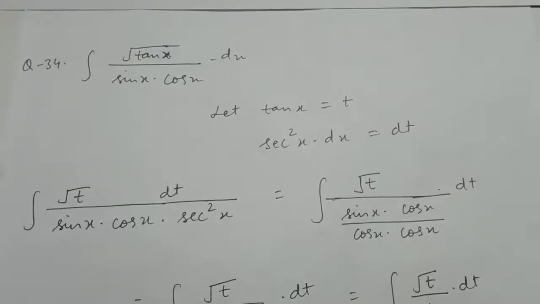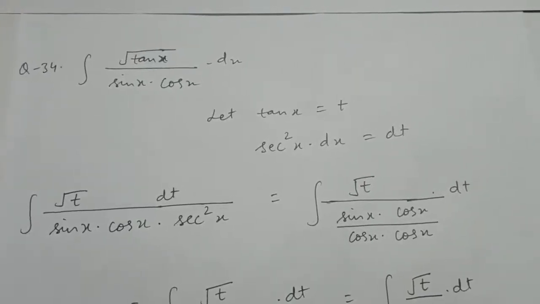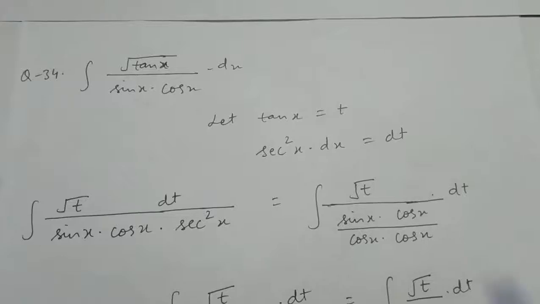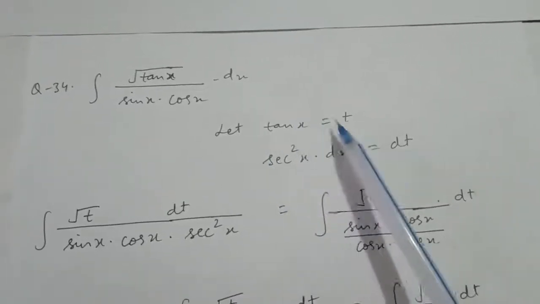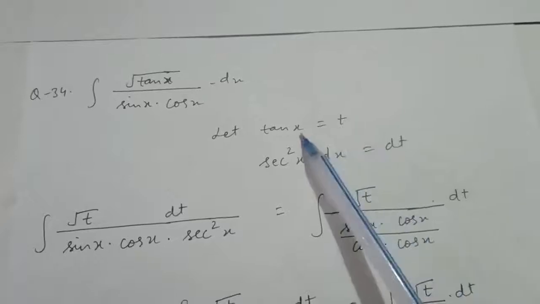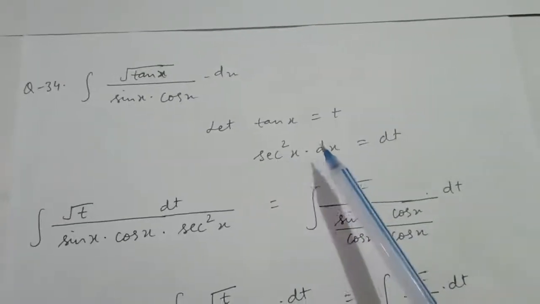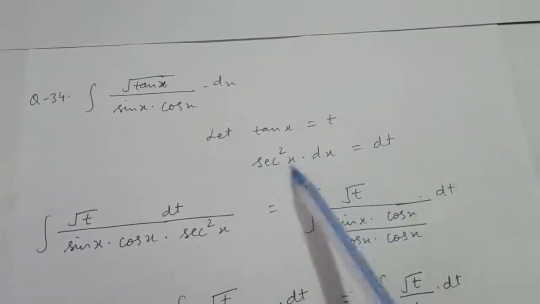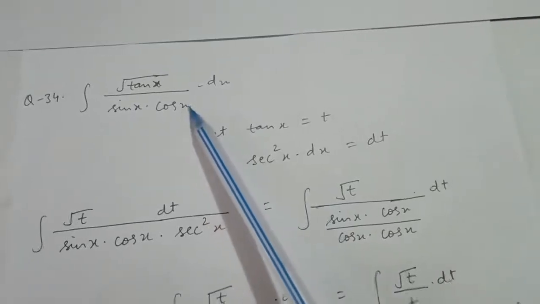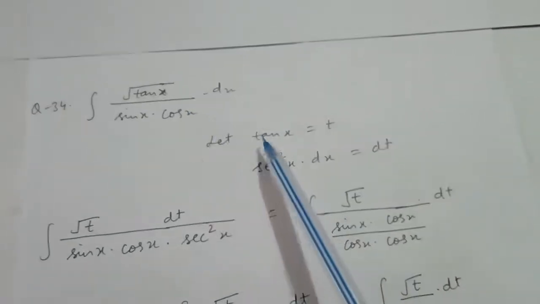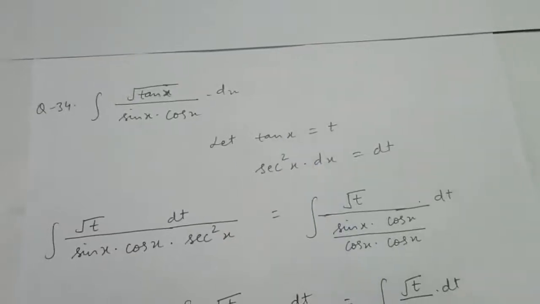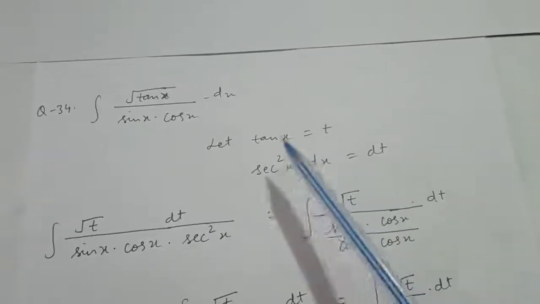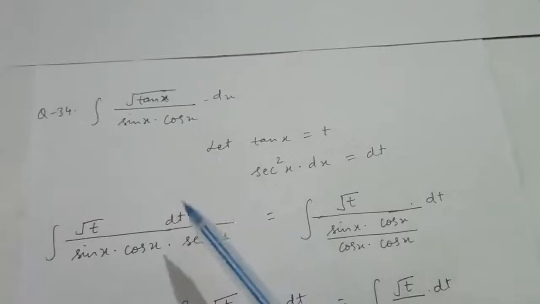Now question number 34 is integral of root tan x upon sin x into cos x into dx. Now in this, because tan x is inside the root, let tan x be equal to t. Then after differentiating both the sides, you will get secant square x into dx equal to dt. Now secant square x is not present in the integrand, right? But these types of questions will also come in which the derivative of the term you take as equal to t may not exist in the integrand. Then you have to try to solve it.